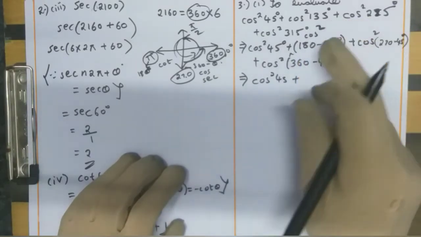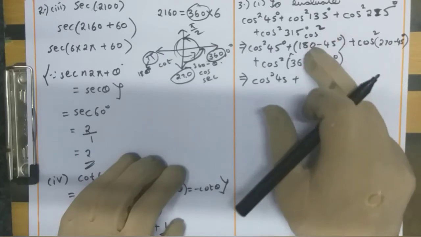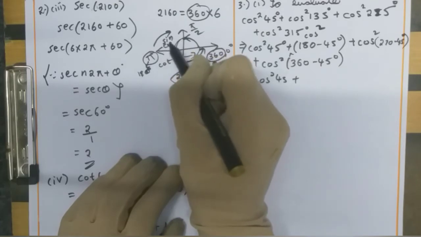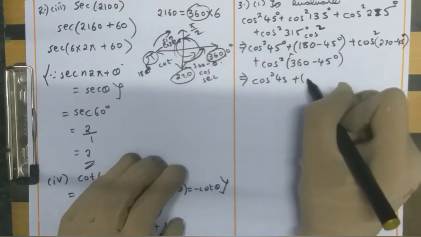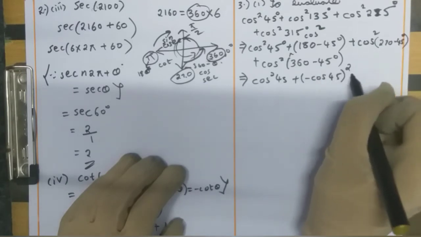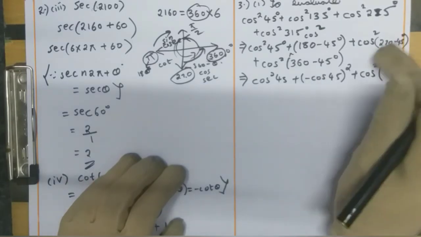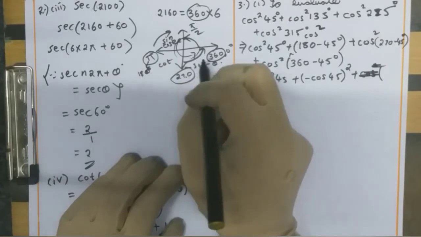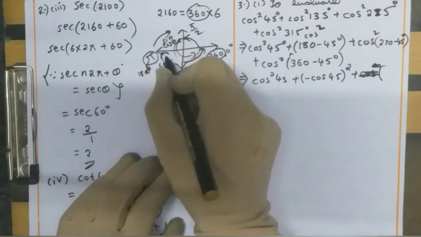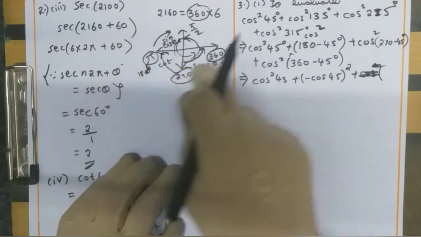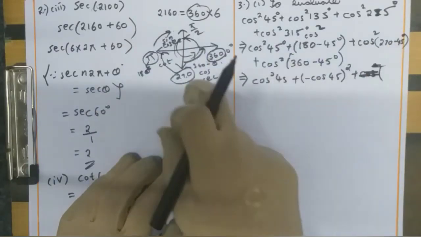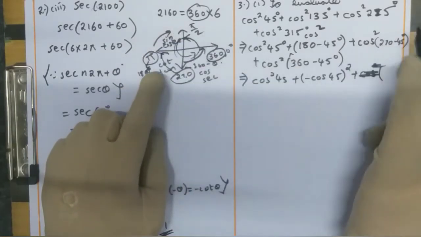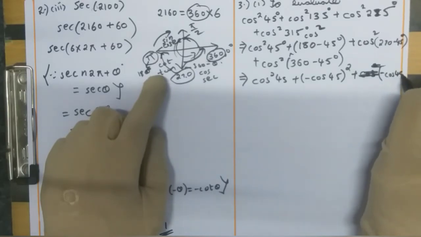what is cos of 180 minus theta? Cos of 180 minus theta means it is in the second quadrant. In the second quadrant only sine and cosecant are positive. Cos is negative, so we will get minus cos 45 whole square plus cos square. We have 270 minus theta. What is cos of 270 minus theta? It means it is the third quadrant. 270 minus theta is less than 270, so it lies in the third quadrant. In the third quadrant, we know only cot and tan are positive. Cos is negative, so again we will have minus cos 45 whole square.